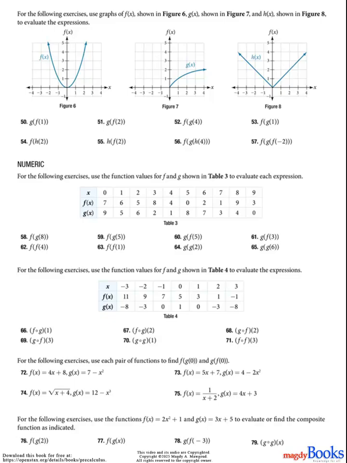For x equals 5, f of x is 0, and g of x is 8. For x equals 6, f of x is 2, and g of x is 7. For x equals 7, f of x is 1, and g of x is 3. For x equals 8, f of x is 9, and g of x is 4. For x equals 9, f of x is 3, and g of x is 0.